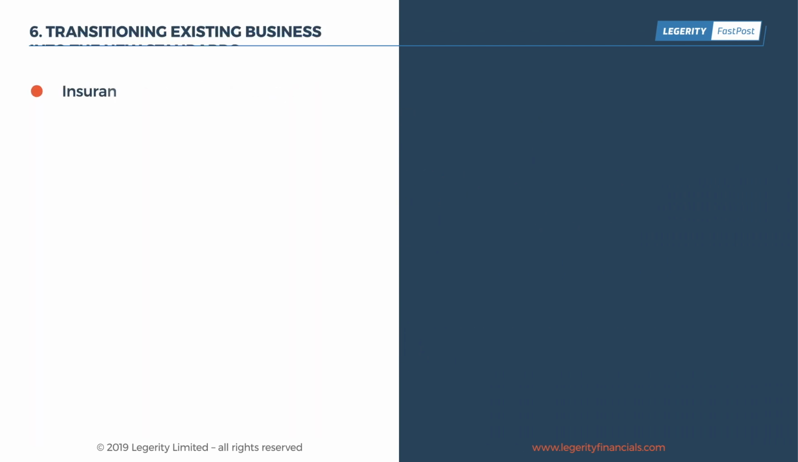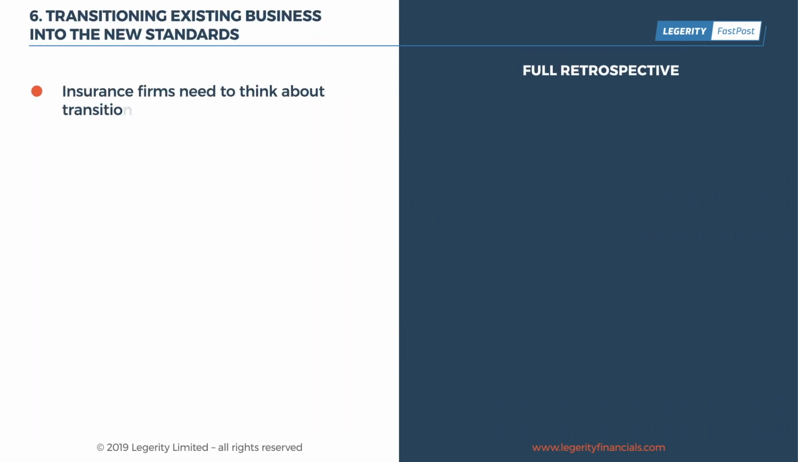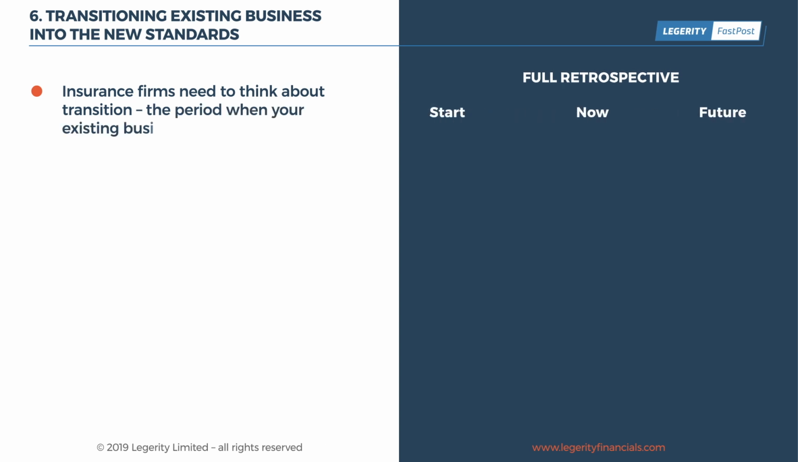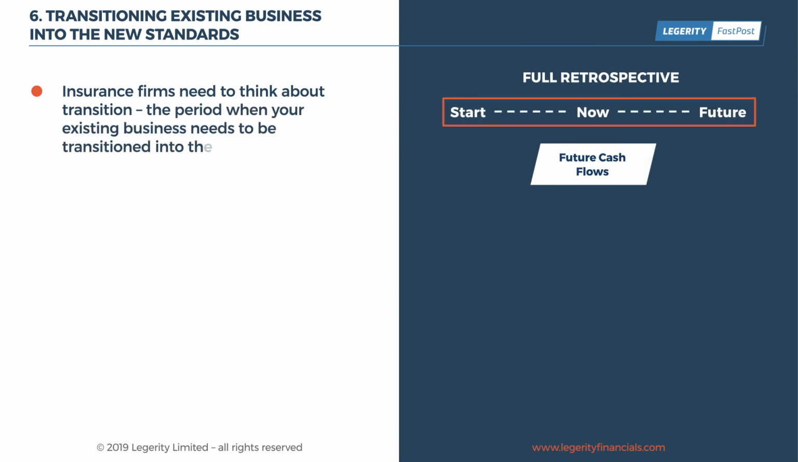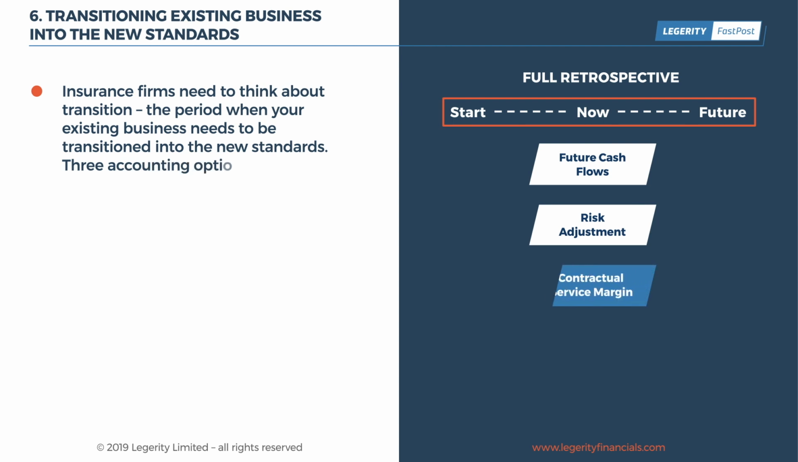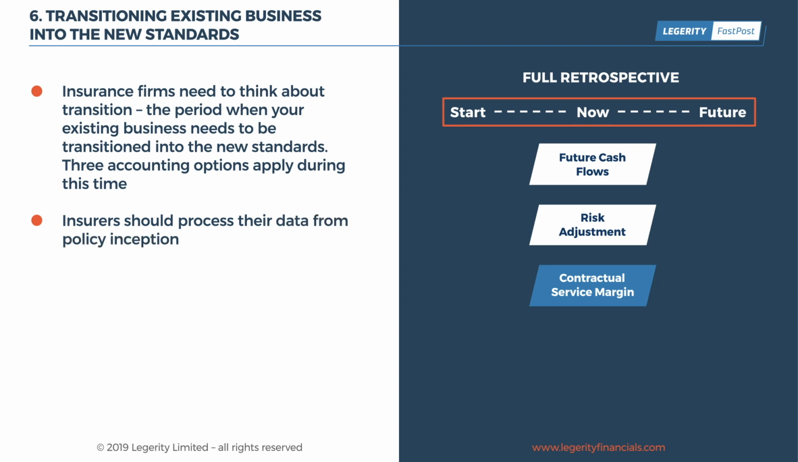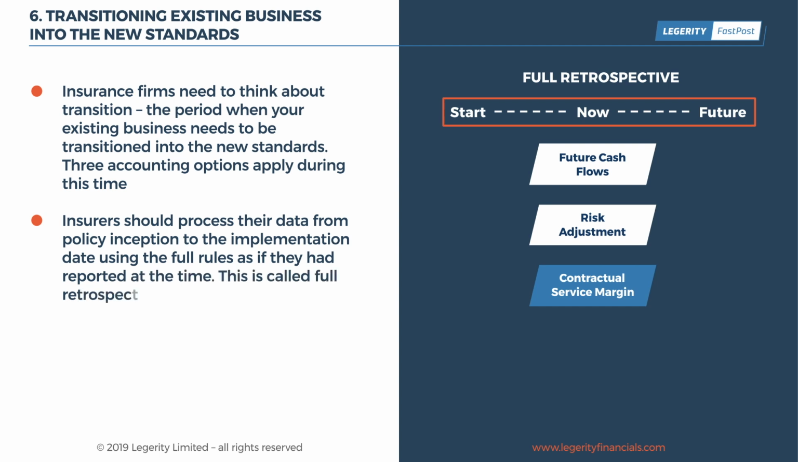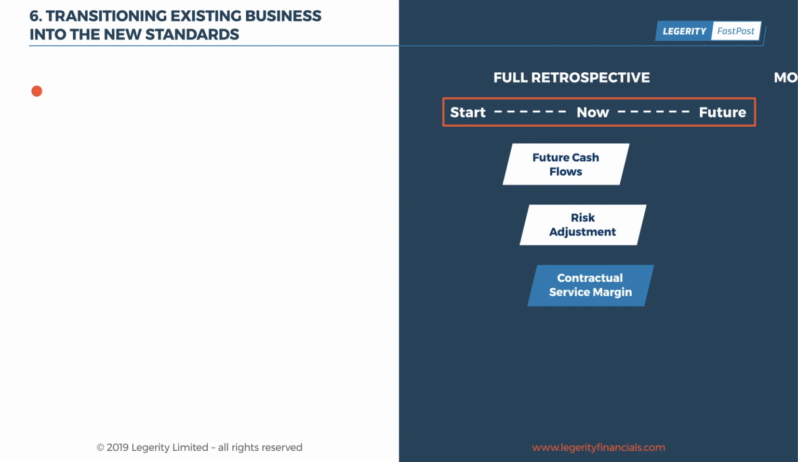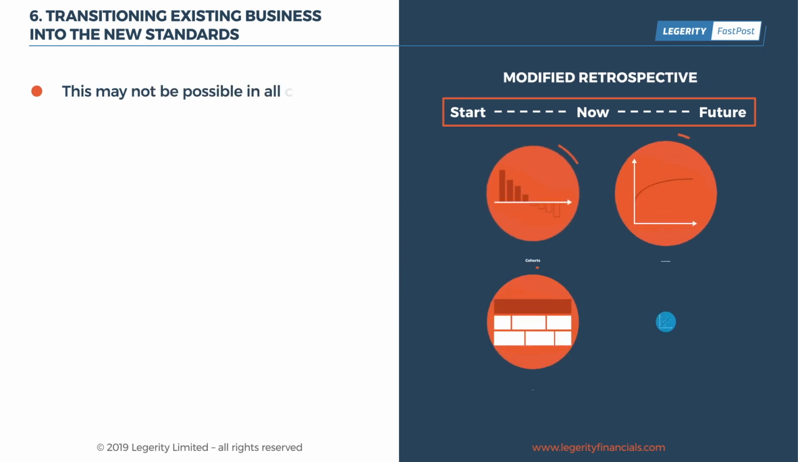And finally, insurance firms need to think about transition, the period when your existing business needs to be transitioned into the new standards. 3 accounting options apply during this time. Insurers should process their data from policy inception to the implementation date using the full rules as if they had reported at the time. This is called full retrospective approach. This may not be possible in all cases.